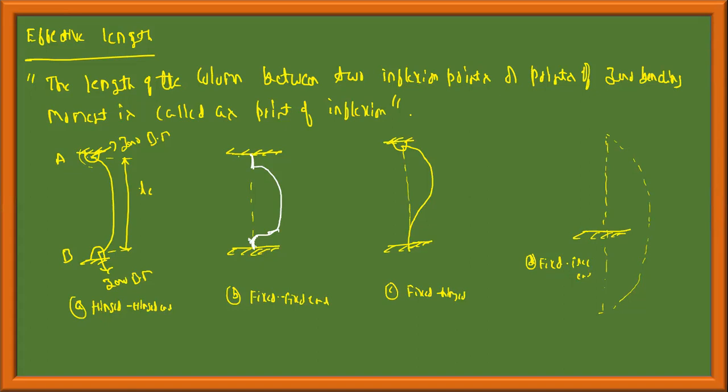Now, when I say effective length, it is the distance between two inflection points. The length of the column between the two inflection points or points of zero bending moment. This is the point where bending moment is zero. This is the point where bending moment is zero. This length from this point to this point is similar to your hinged end. This point to this point is similar to your hinged end.